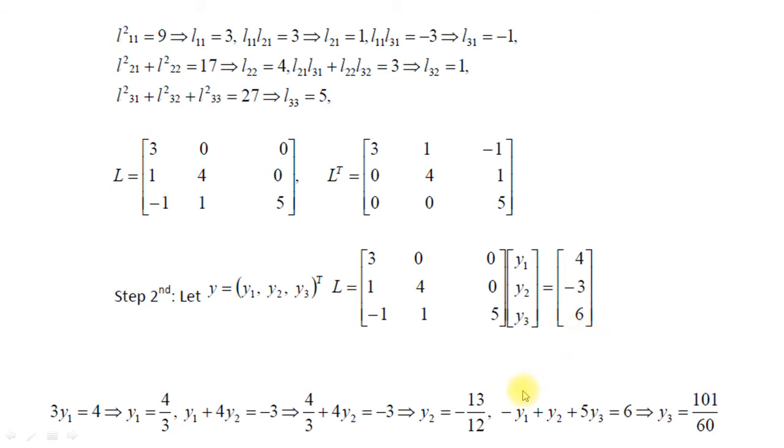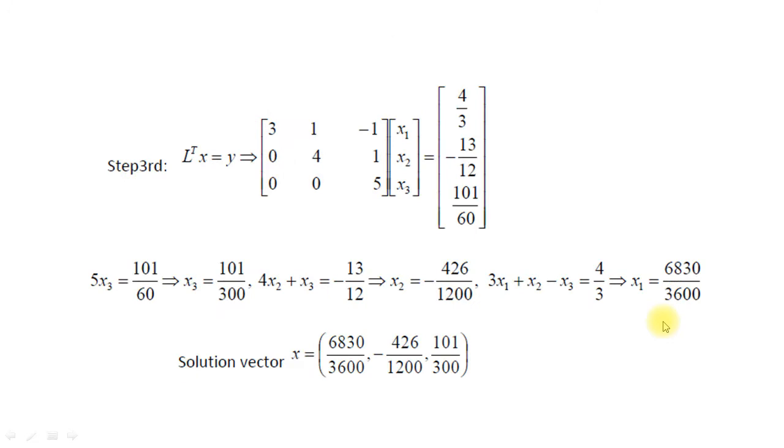Now putting the values of the known variables, y1 is equal to 4 by 3 and y2 is equal to minus 13 by 12, in this equation, we obtain y3 is equal to 101 divided by 60. So this is the column matrix y.